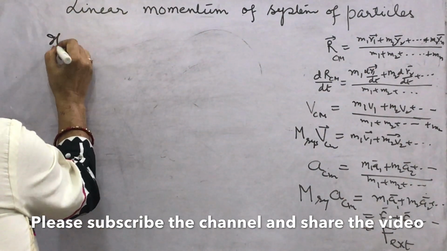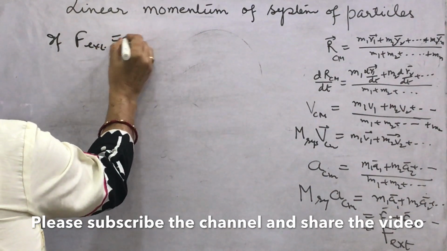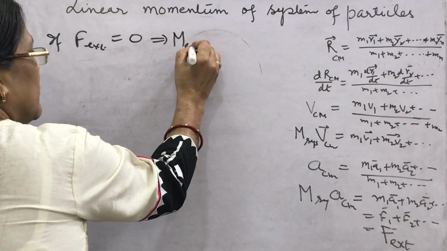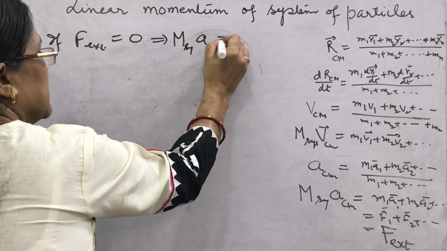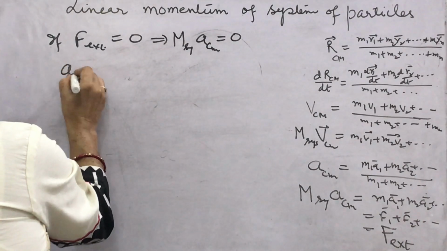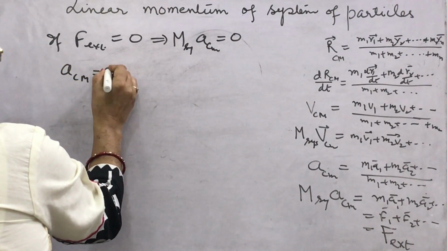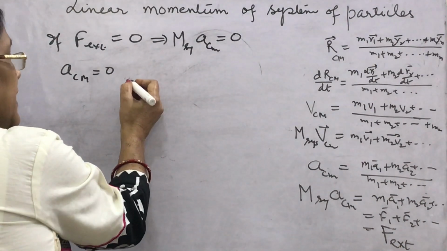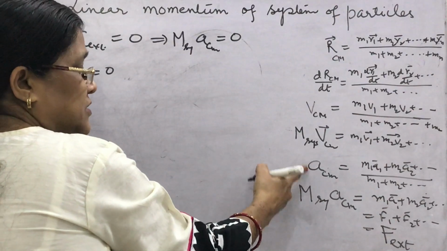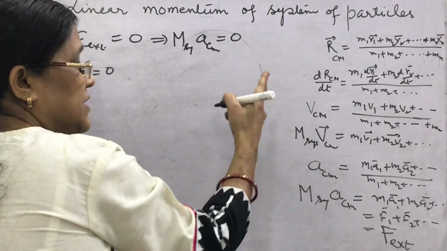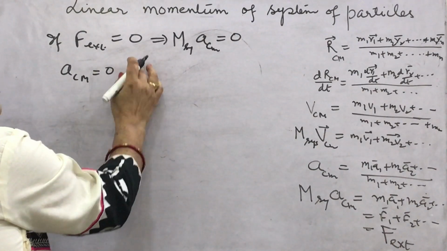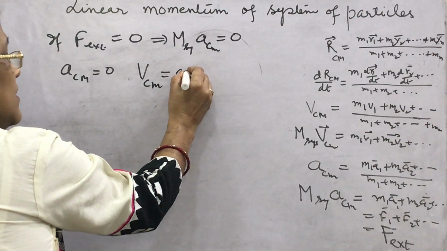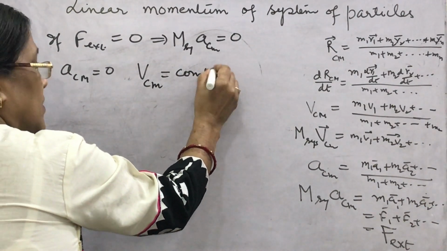If F external on a system is 0, then mass of the system into A of center of mass will be 0. That means A center of mass will be 0. And A center of mass being 0 means what? You know, A is the rate of change of velocity, so A is 0 means velocity is constant. That means velocity of center of mass is constant. Okay.